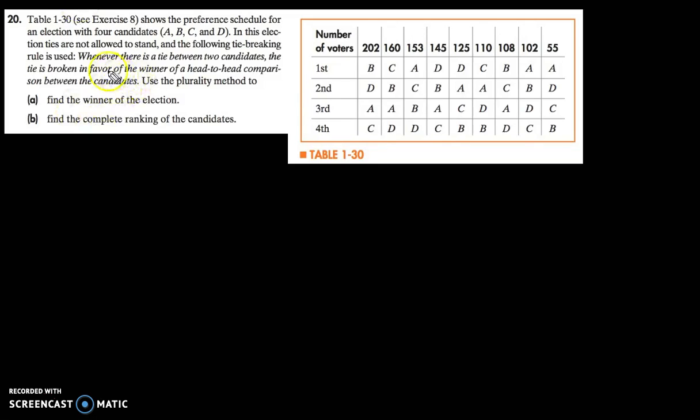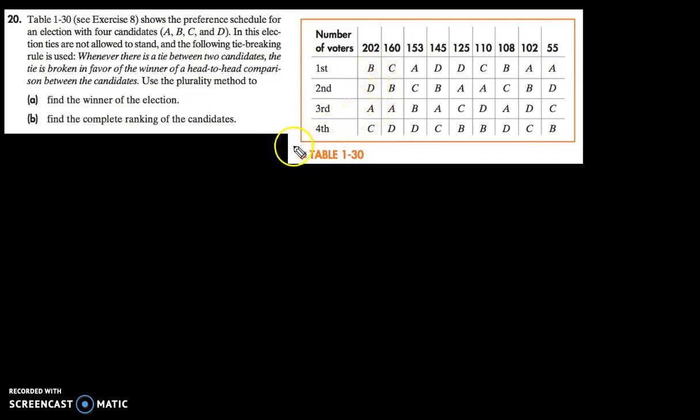The rule here is whenever there's a tie between two candidates, it's broken in favor of the winner of a head-to-head comparison. So what does head-to-head mean? It means between, let's say, A and B. If A and B were the only two choices, these 202 voters would have put B first and A second. How do I know that? Because it doesn't matter how far above A B is. They prefer this one over this one. So if they were the only two choices, they would have picked B, then A. You can tell because they put it higher.